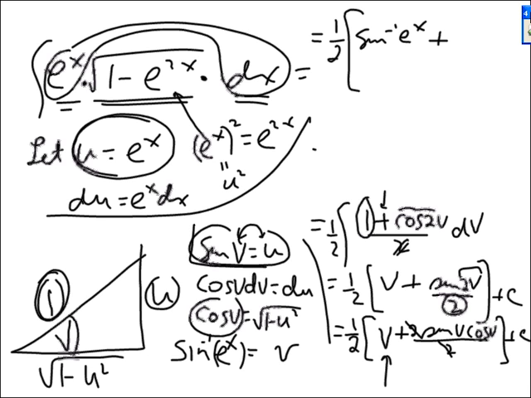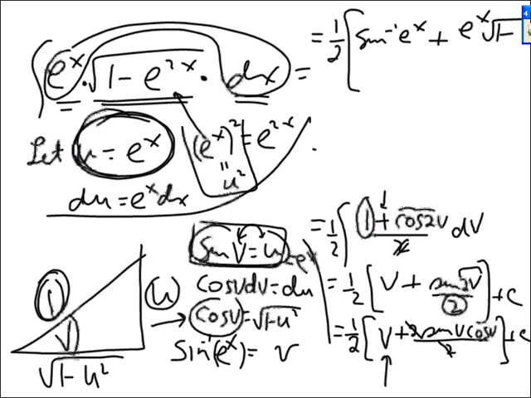Well, sine of v is u, but u is e to the x. So sine of v is e to the x times cosine of v. Well, cosine of v is the square root of 1 minus u squared. But if u is e to the x, as we said right here, u squared is e to the 2x. 1 minus e to the 2x, square root.